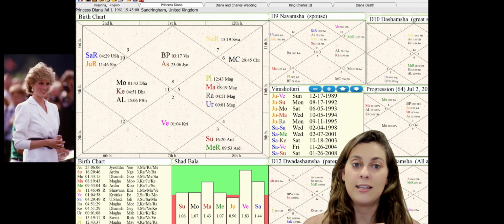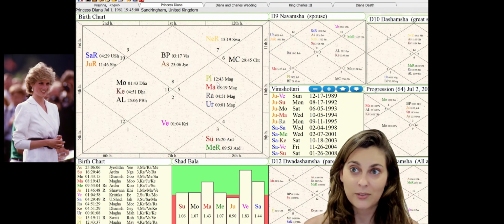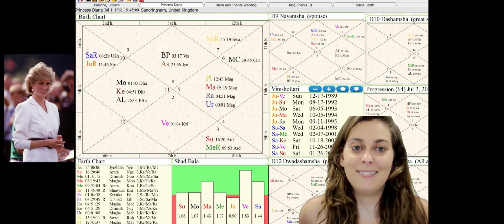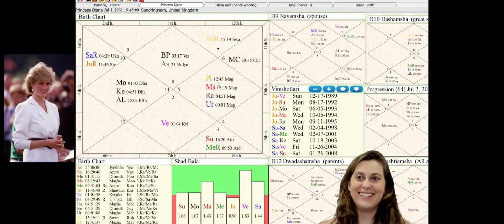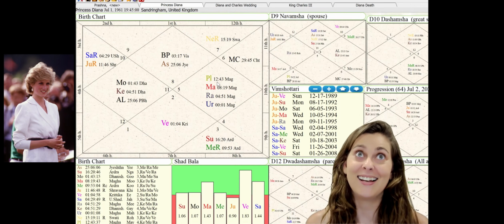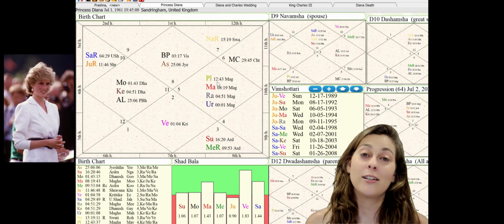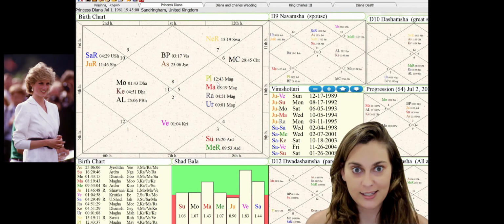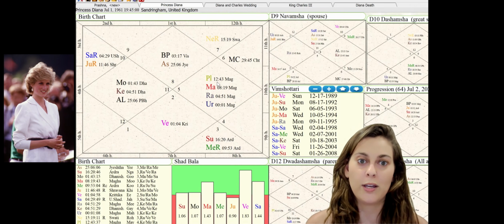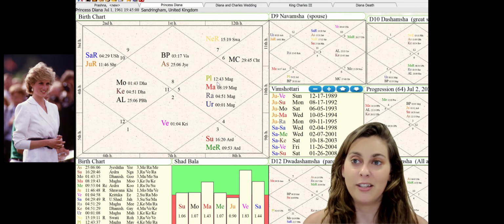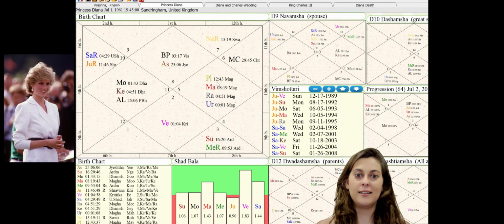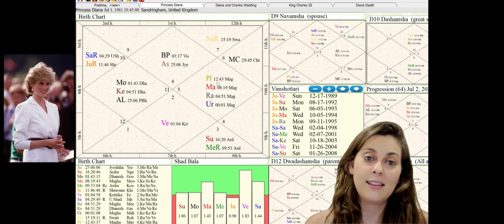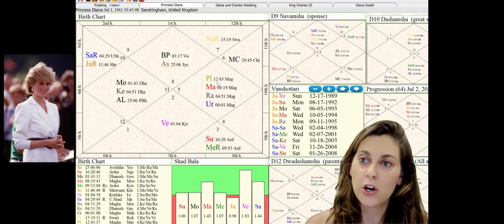Uranus is the outer planet of shocks. It's kind of like the lightning bolt that strikes, and it creates a lot of shocks. It's also very innovative. Someone with Uranus in this type of placement is going to create a lot of revelations and be very innovative as well. So it's just a loaded 10th house, and every one of these planets is in Magha.